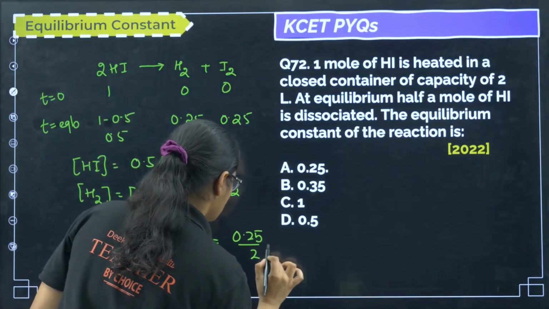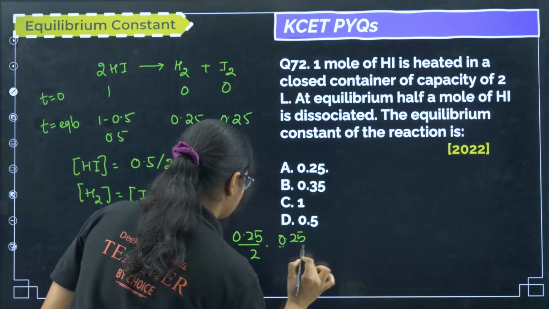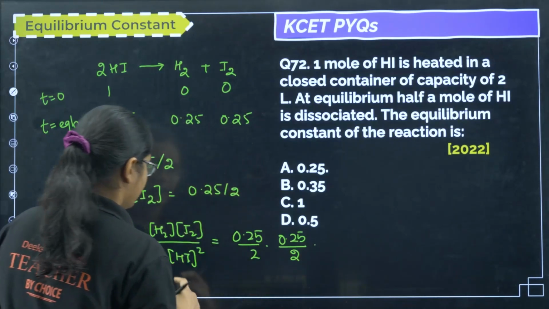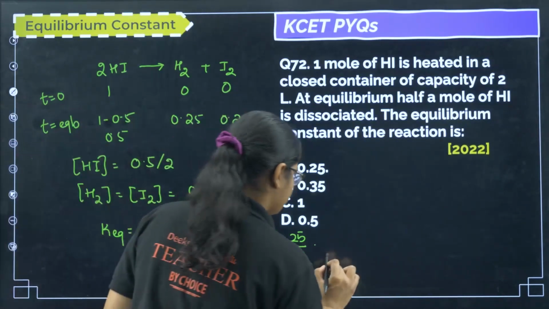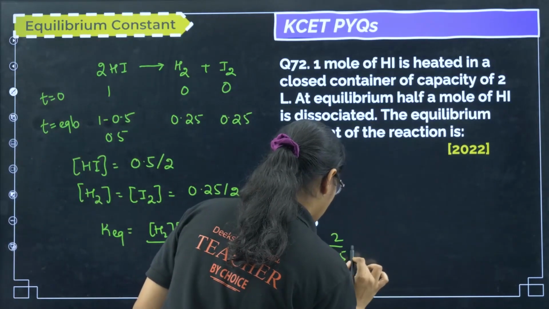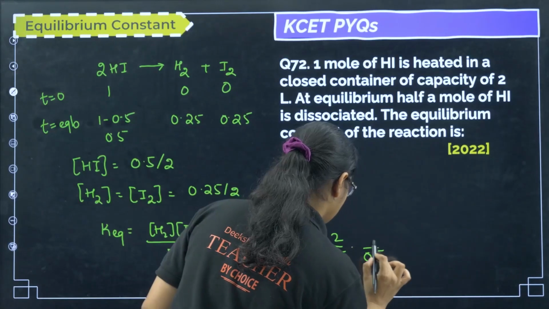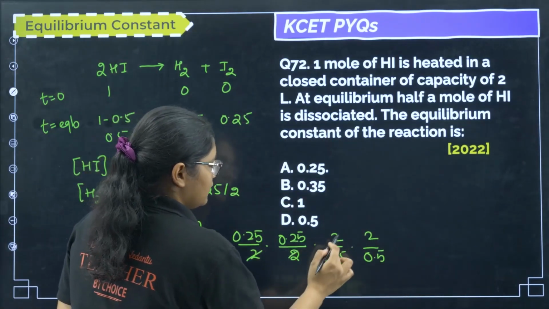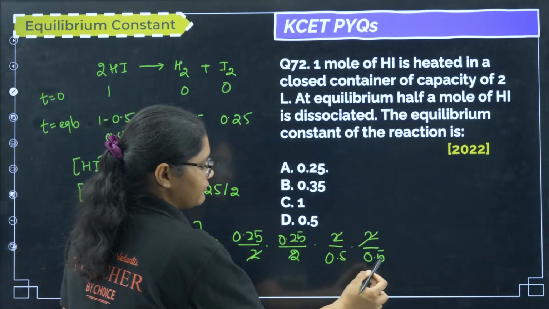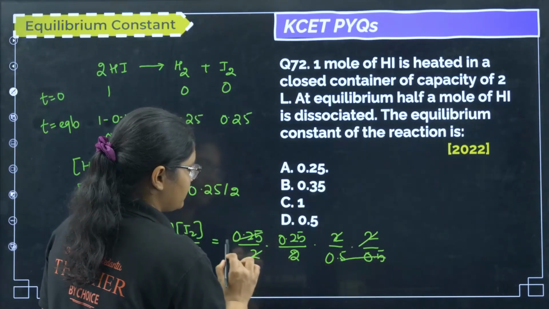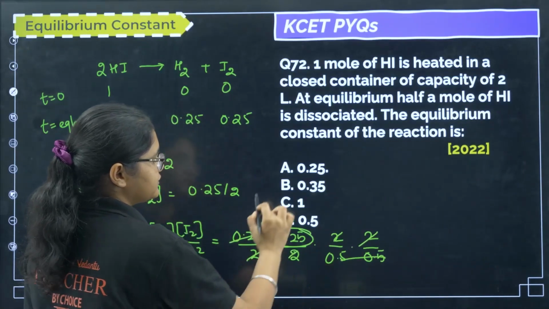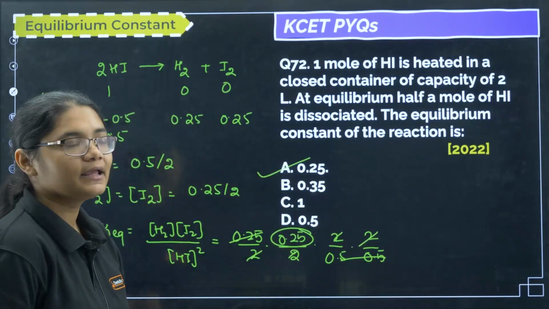0.25 by 2, I2 will be 0.25 by 2, and then HI will be 0.5 by 2 and 0.5 by 2. Okay, we can cancel all these things. So 5 5s are 0.25, so 1.25 I can cancel. I will be left with 0.25. That is option number A here.